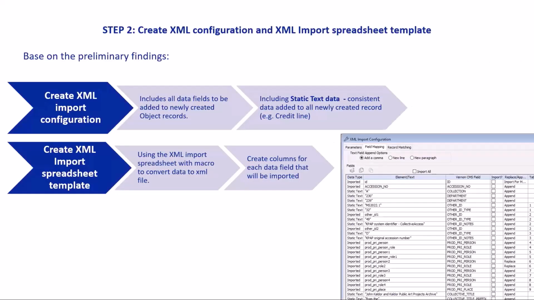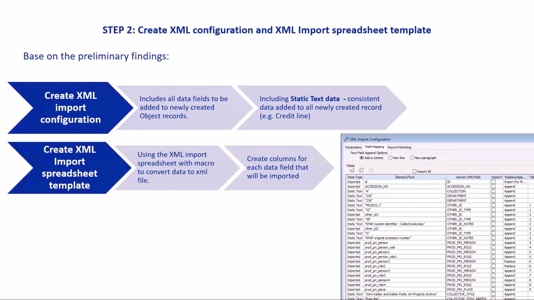The second step was creating the XML configuration and the XML import spreadsheet template. So based on the preliminary findings, I included all the data fields in the XML configuration that were to be added. That also included all the static text. This is consistent data that goes across all records that we add to Vernon, such as the credit line.